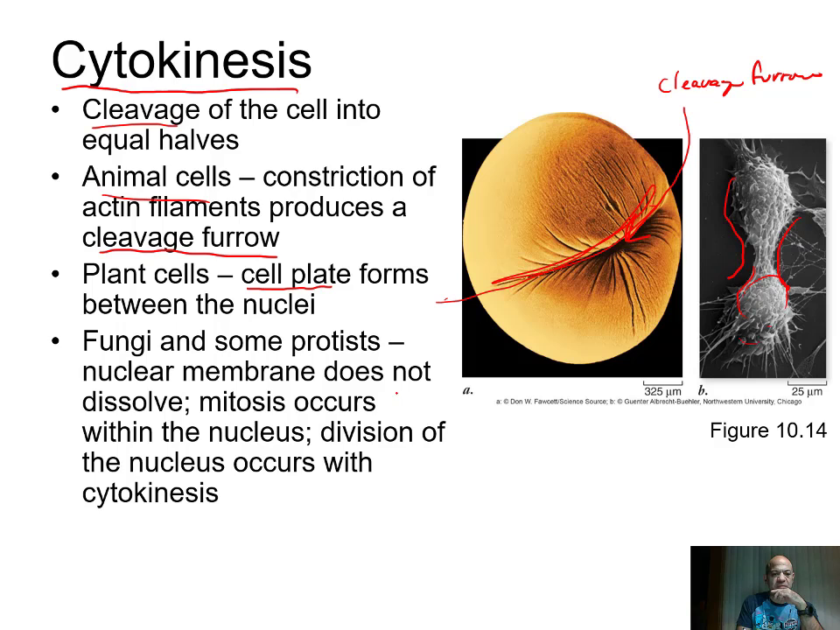Now keep in mind that in other types of cells that we saw with fungi and some other types of protists, the nuclear envelope does not disintegrate away. What happens there is the nucleus divides without disintegrating, the chromosomes get separated within the nucleus, and then the nucleus divides, and then the cell divides. So there are some differences with some of the other eukaryotes there.